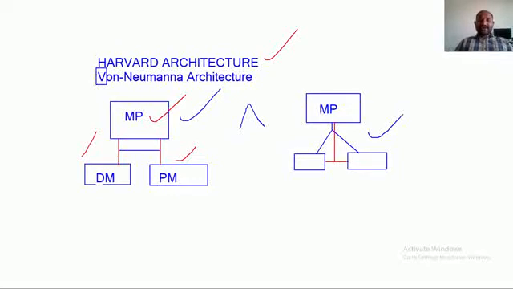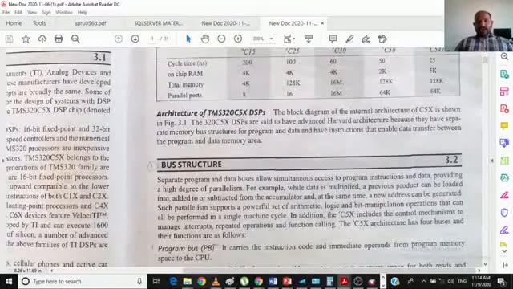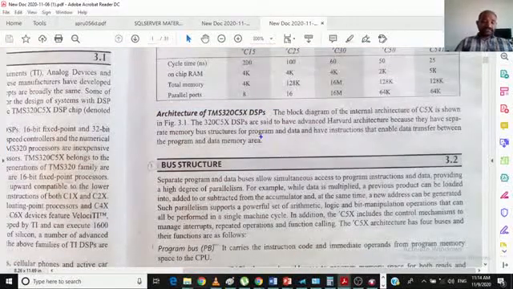So here, Harvard architecture and the Von Neumann architecture. Whatever DSP processor we are having, this particular DSP processor is supporting the Harvard architecture. That's why I explained that particular concept.